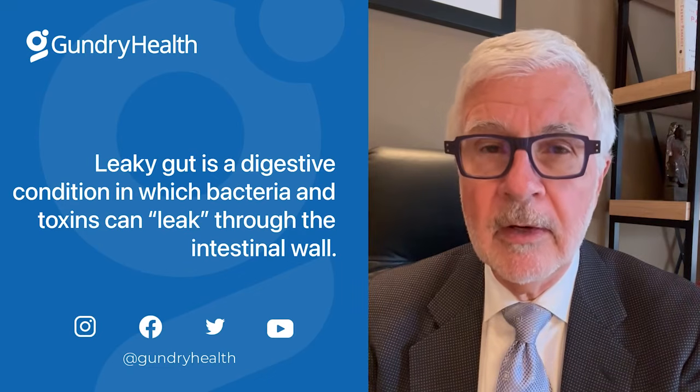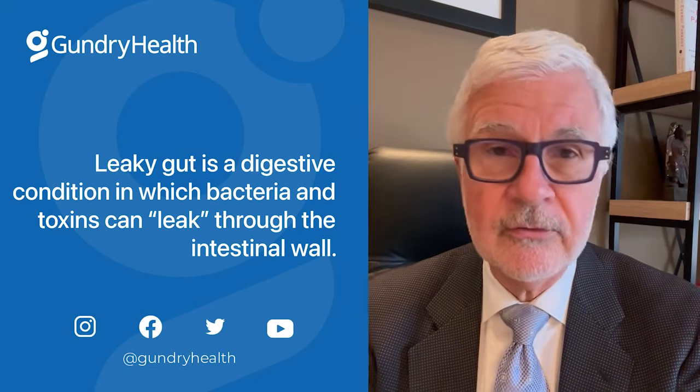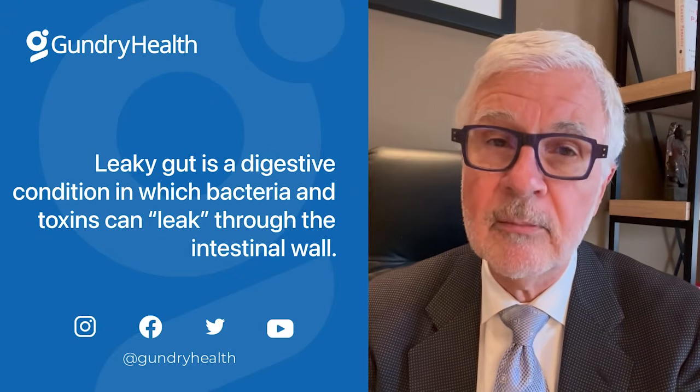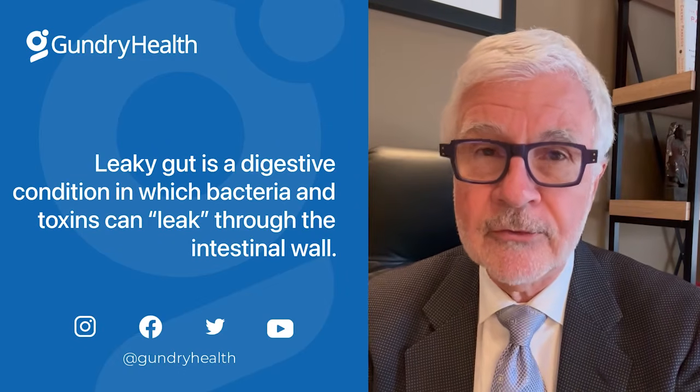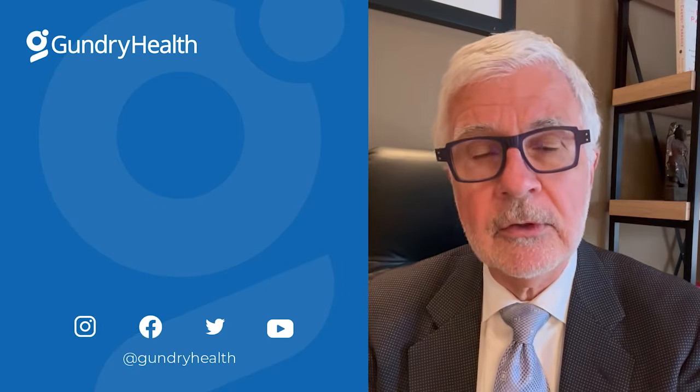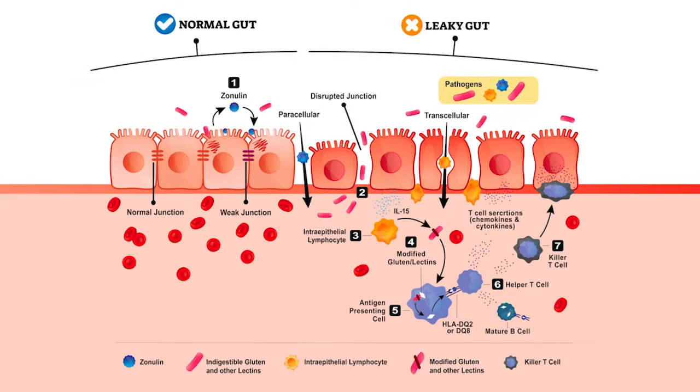Basically, it means that when particles such as lectins, such as gluten, and gluten is a lectin, or other plant proteins, or even bacterial cell walls pass through a leaky gut, your immune system becomes activated and begins looking for these proteins elsewhere in the body because the immune system knows they're loose, they're through the wall of the gut.